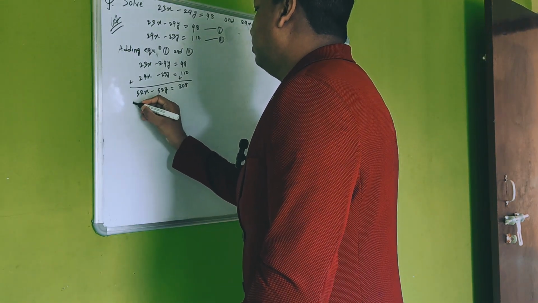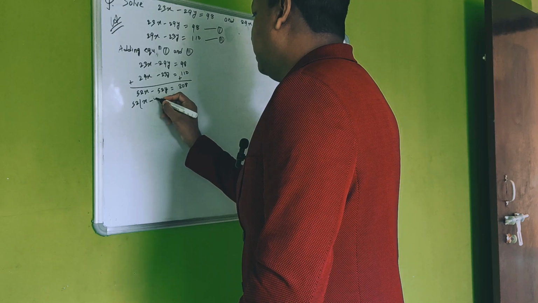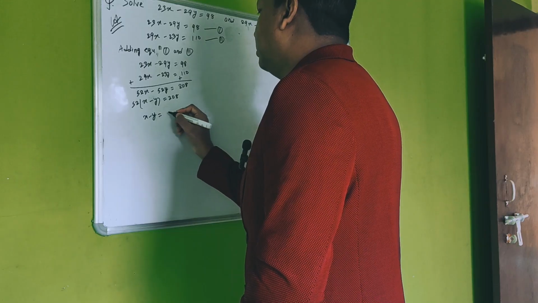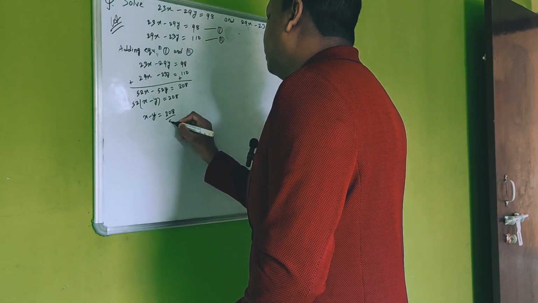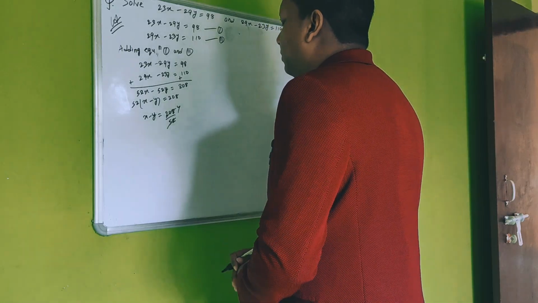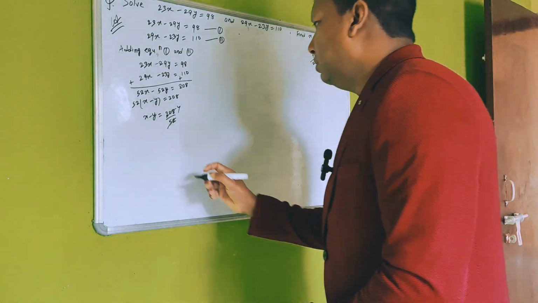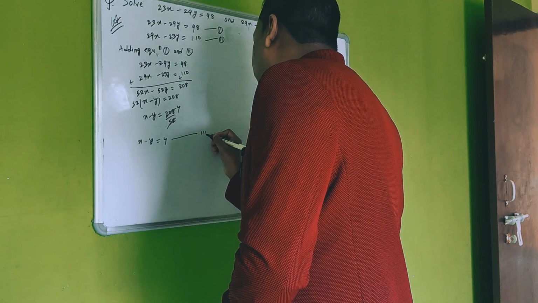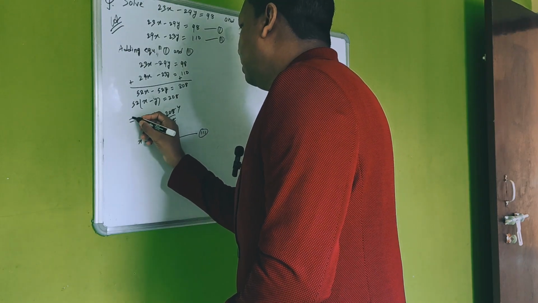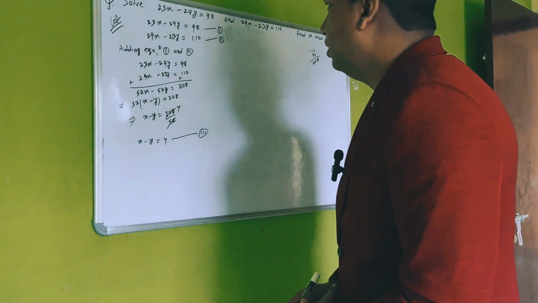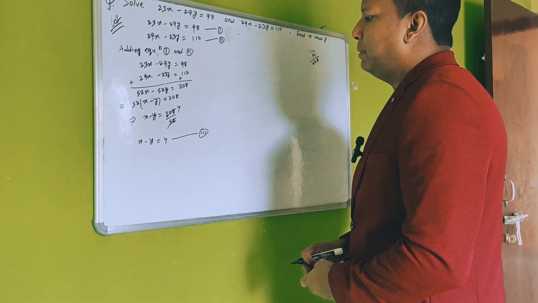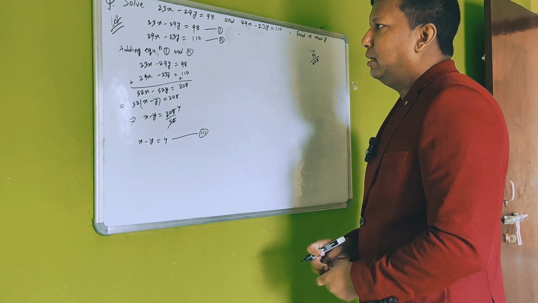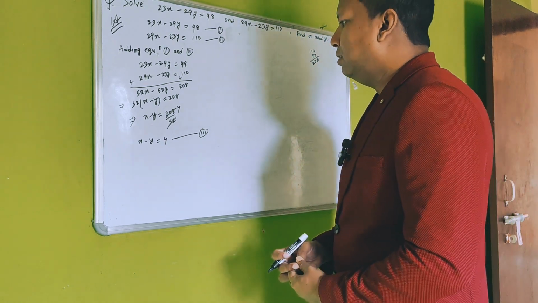Let's take 52 common. So x minus y is 208 divided by 52. It cancels 4 times, so x minus y equals 4. This is the third equation. This is simple now. Thereafter I need to get another simple equation.